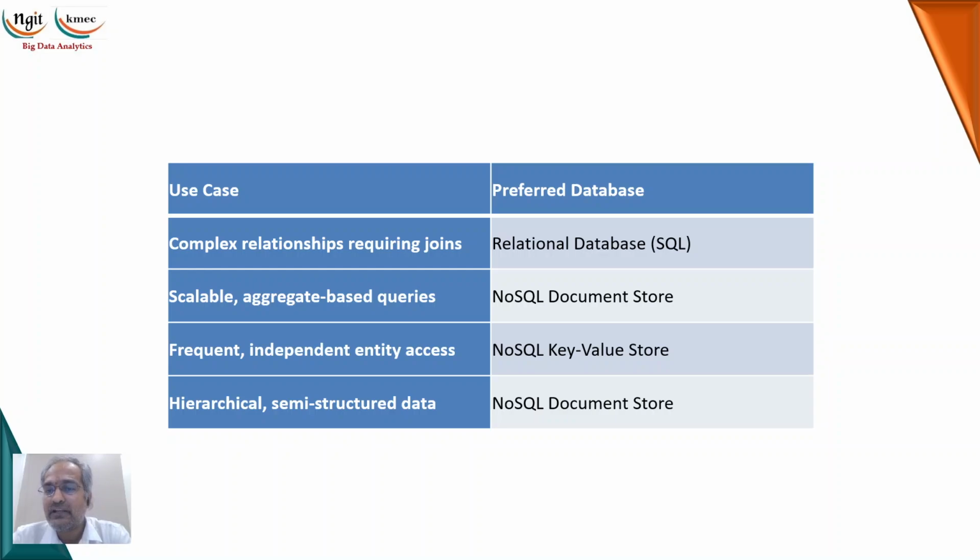Now, complex relationships require joins, so we can use those. And for scalable aggregate-based queries, we can use a NoSQL document store.